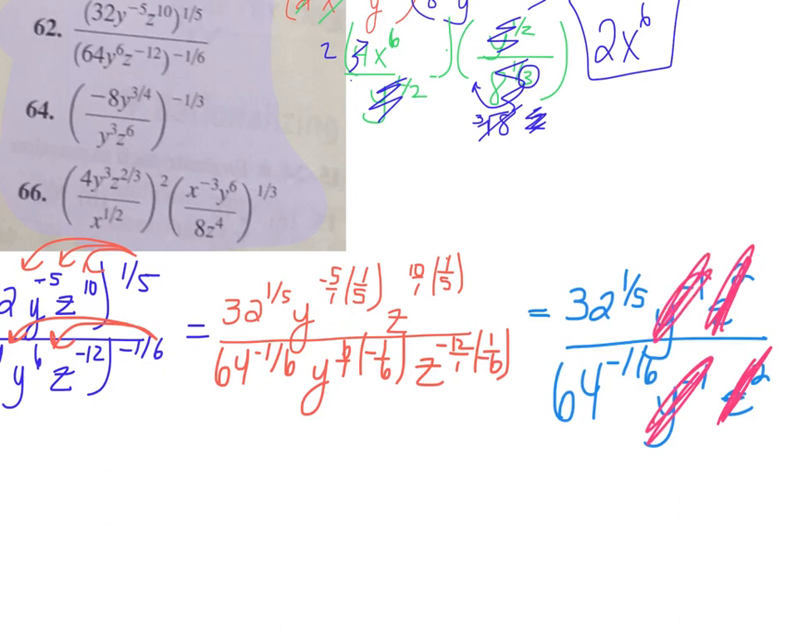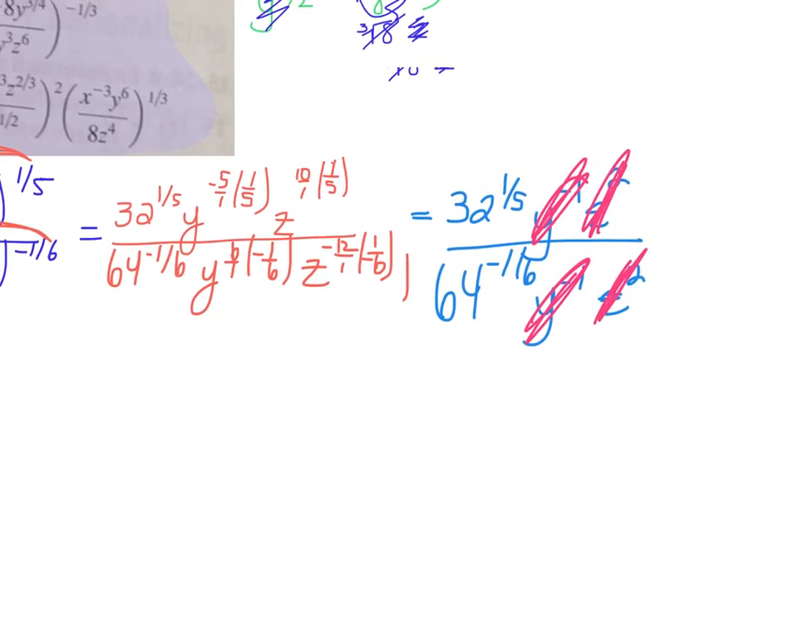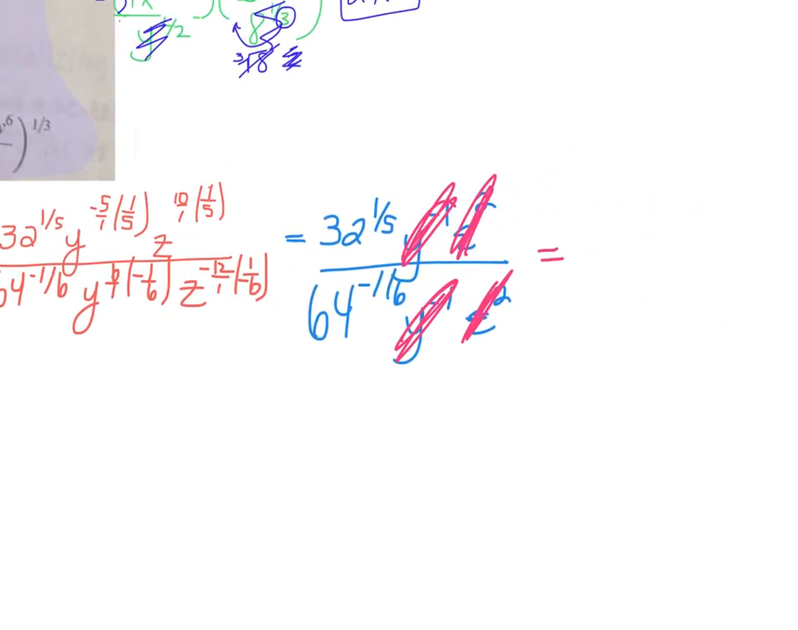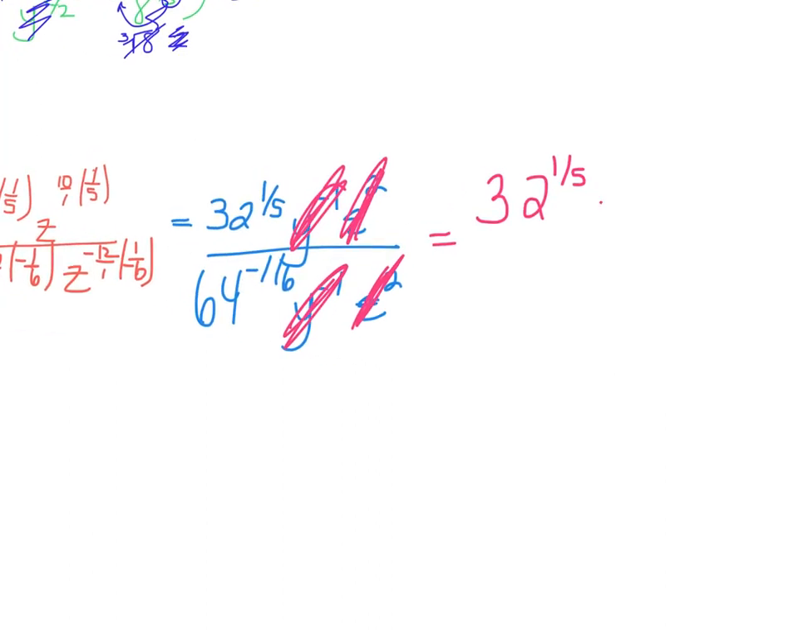And then what do I do with that 64 to the negative 1/6? How do I rewrite that? How do I make a negative exponent become positive if it's in the denominator? Move it to the top. So this becomes 64 to the 1/6.